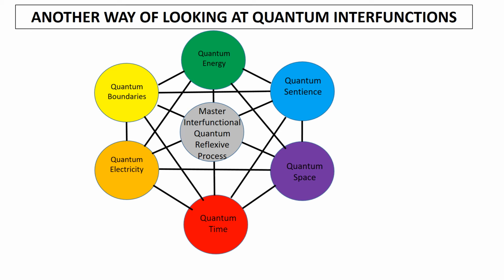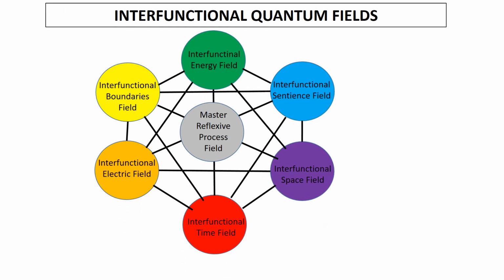So now we need to ask what happens when we build a field from our master quantum reflexive process. Earlier we showed that we can build any quantum field we like just by changing the label. And we looked at an example of changing a diagram of a blue field represented by a disk into a diagram of a sentience field represented by a disk. So here, in the center, we are looking at a disk representing a master reflexive process field, built from reflexive process quanta. The beauty of this diagram is that we can also see, in this case, 6 other quantum fields surrounding the central disk. They are interfunctional with the master reflexive process field. And just as in the case with single quanta, no field can exist without all the others.